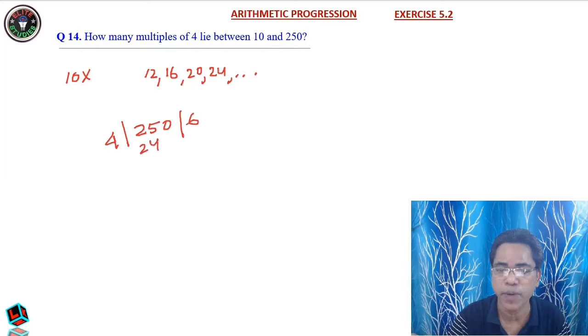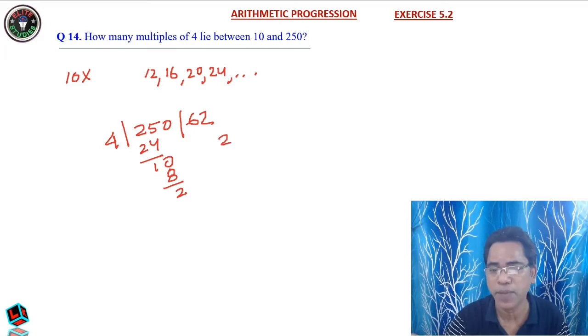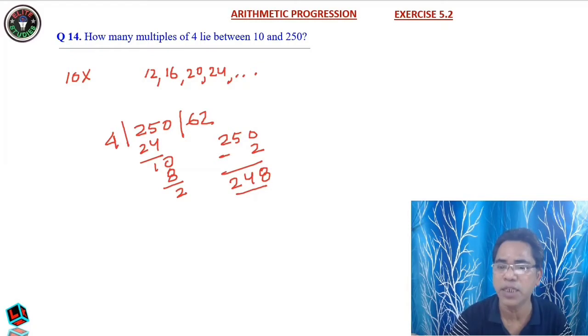If you divide, you get 1 and 0. 4 2s are 8, 10 minus 8 is 2. Since the remainder is not 0, 250 is not divisible by 4. So what is the number then? 250 minus 2, as we did in the previous question, is 248. So 248 is the number which is divisible by 4. You write it here, 248.